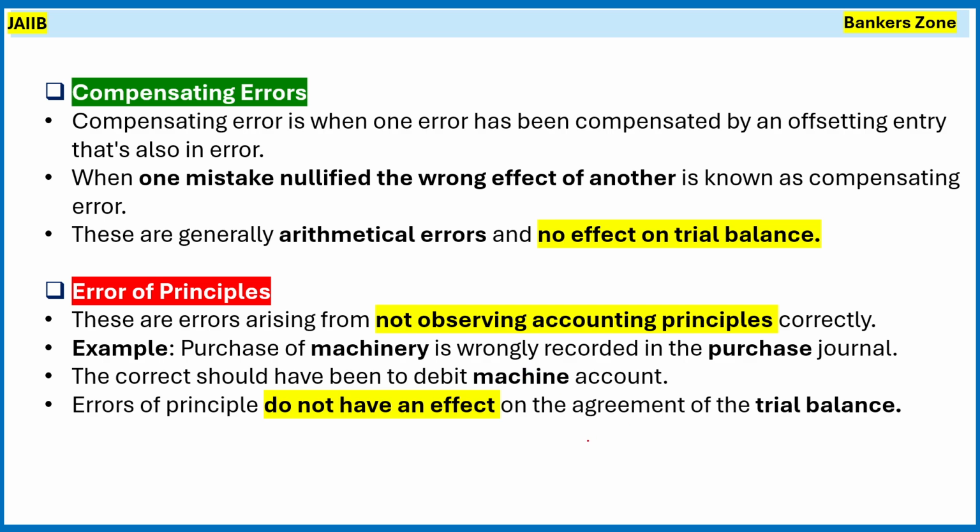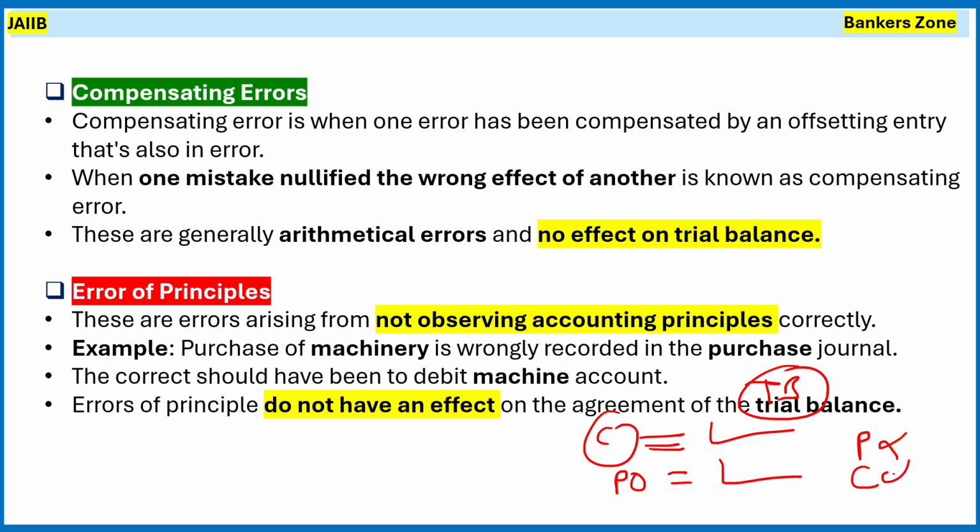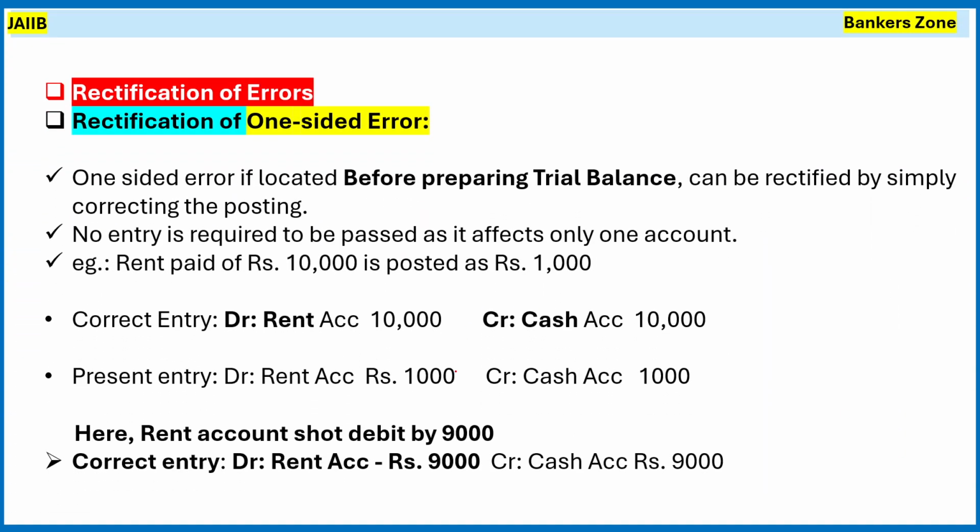Then you have to remember the error of commission will definitely affect the trial balance. However, the partial omission also affects the trial balance. Remember that the error of principle and the compensating error will not affect the trial balance. Okay. Next, now how to identify error we learned. Now how to rectify that error we have to learn.